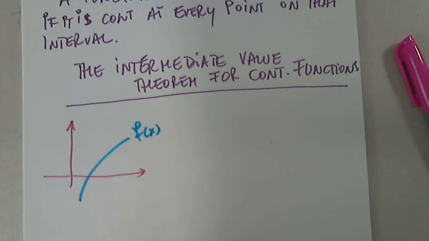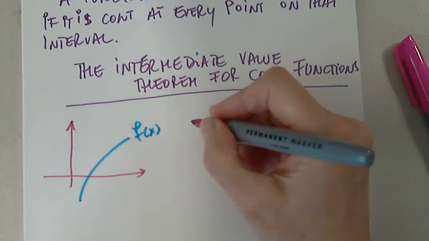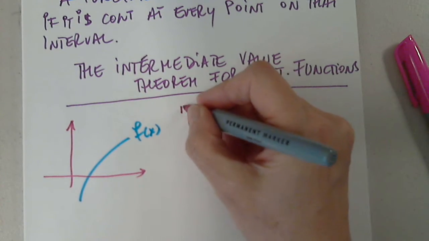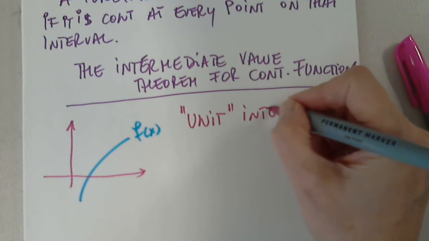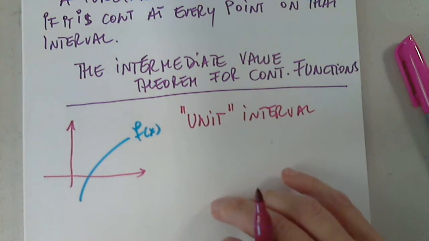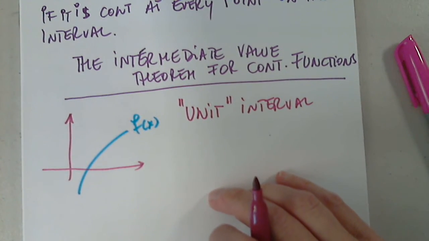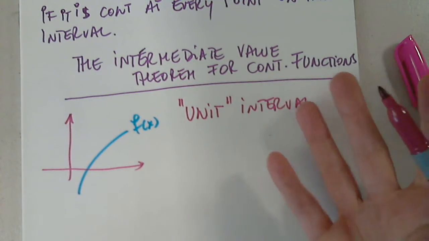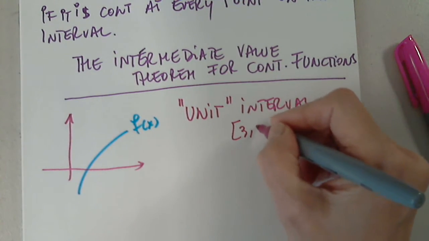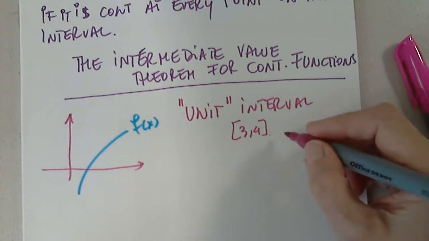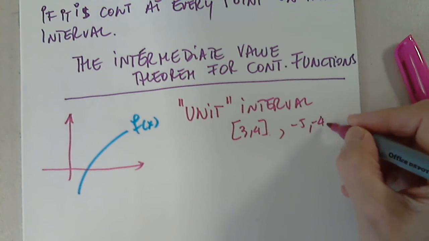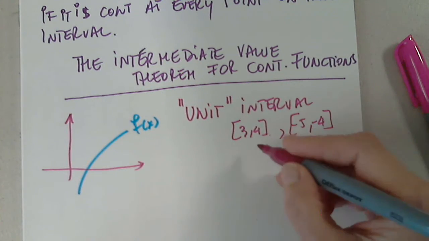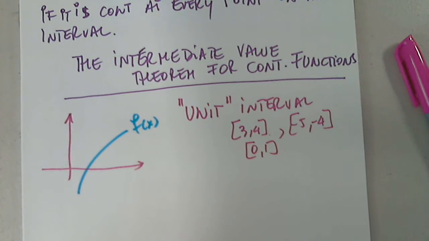And let's suppose that I look at a unit interval. It shouldn't be bigger than that. What is a unit interval? Okay, between 3 and 4, that's a unit interval. Between -5 and -4, that's a unit interval. Between 0 and 1, that's a unit interval.